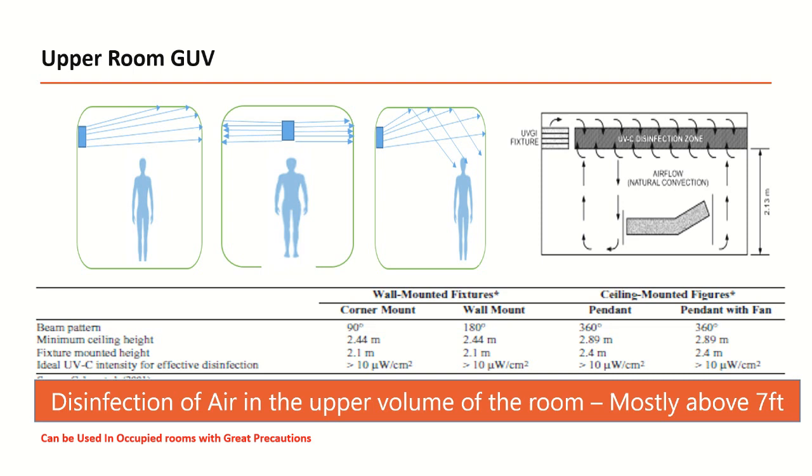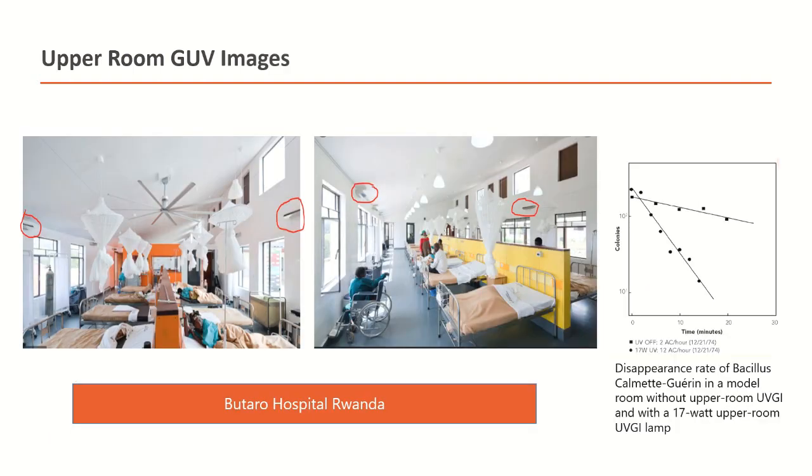It has been found to be very, very effective, especially in controlling the transmittance of tuberculosis. Results have shown the effect has been up to 80%. This can be used in occupied rooms, but with great precautions. Here are a few installation images of upper room GUVs.